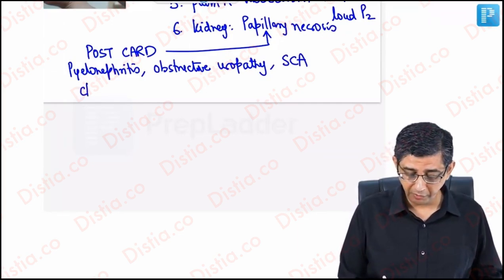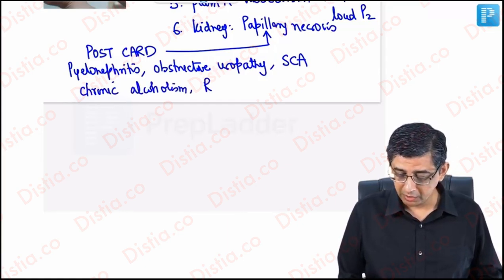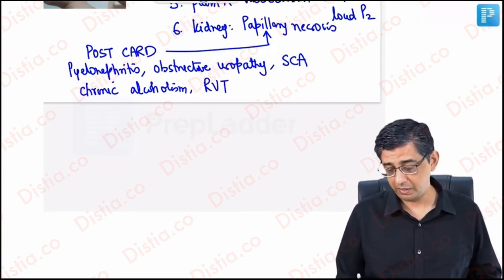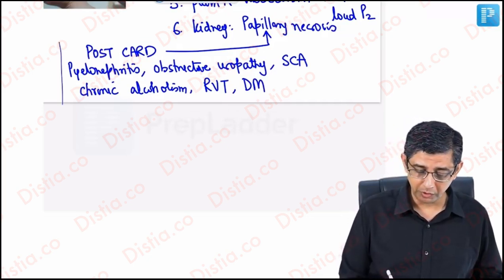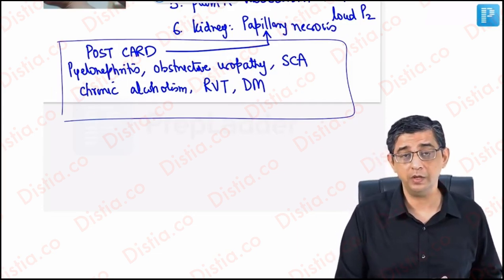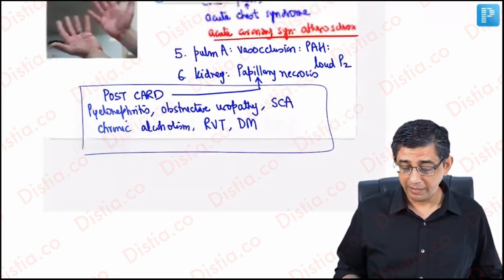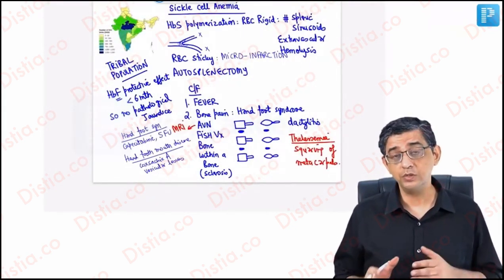CA would then stand for chronic alcoholism. That is what is usually forgotten by people. R is renal vein thrombosis, again a neglected part, and D is diabetes mellitus. So I would also like to use this opportunity to just make you remember the POSTCARD mnemonic for other causes of papillary necrosis. I want to highlight the fact that in sickle cell anemia, the manifestations that occur actually are beyond the anemia component.